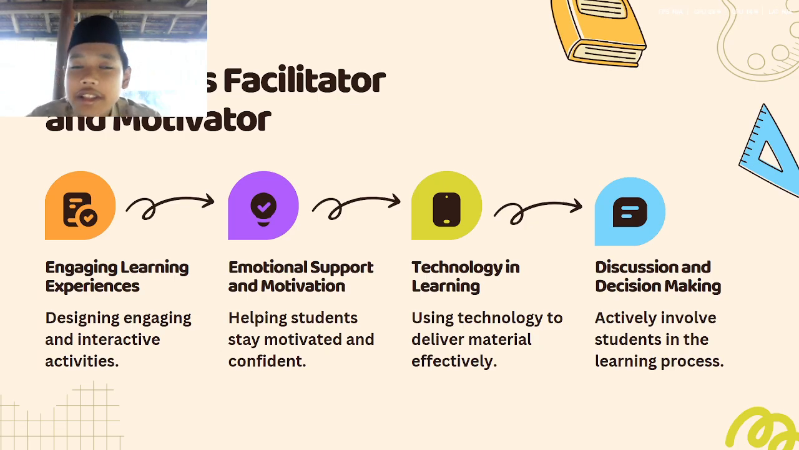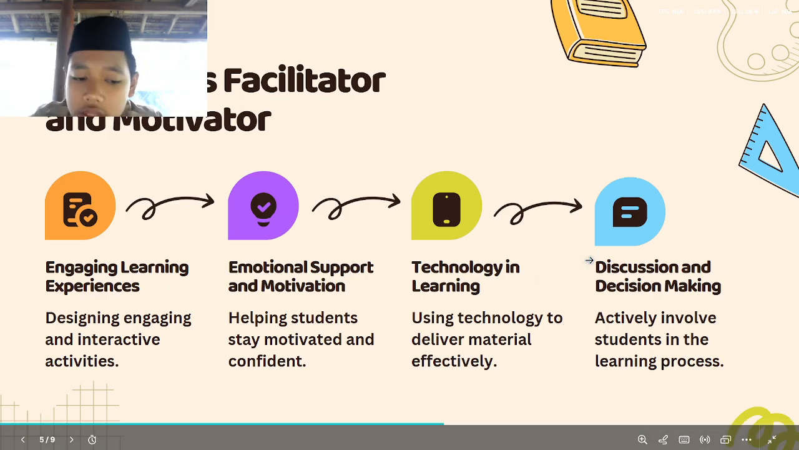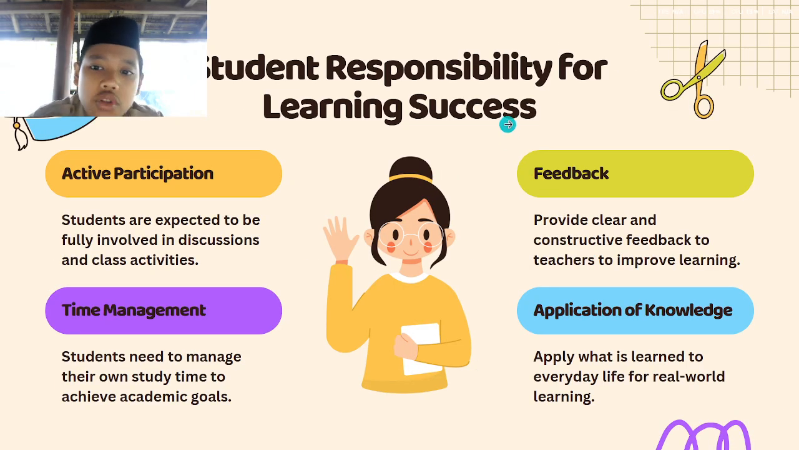Third is technology in learning: use technology to deliver material effectively. This is getting repeated here, but it's okay because it's very important. And the last is discussion and decision making, which actively involves students in the learning process. Student responsibility for learning success.